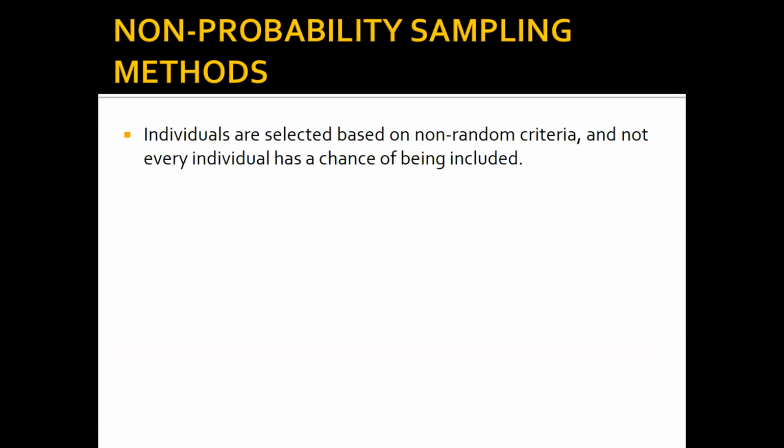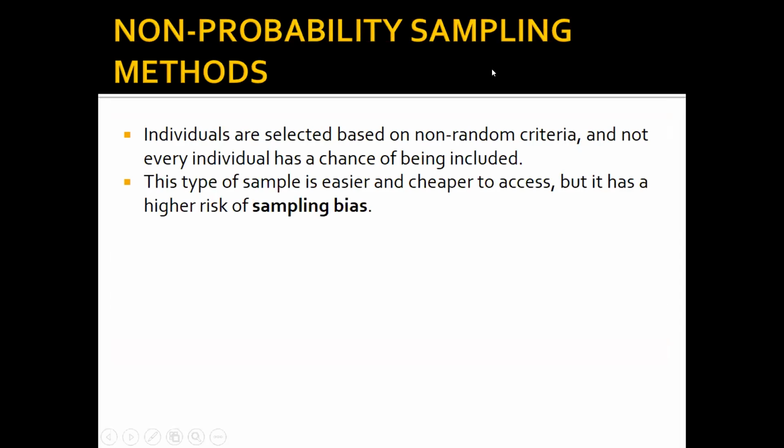Now, another category of sampling is non-probability sampling, where we are not going to make generalizations about our sample. They are based on non-random criteria, and not every person in the population has an equal chance of being included. So it is easier and cheaper, like many of you were saying that it is not possible to randomize every time. That is true. But there is a risk of sampling bias.